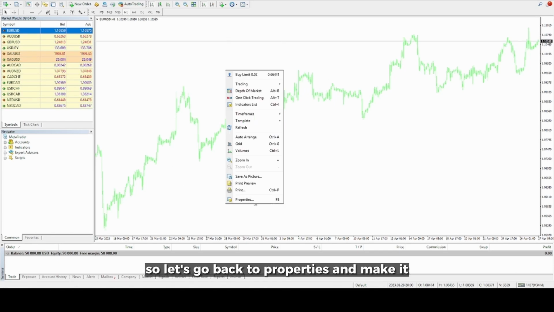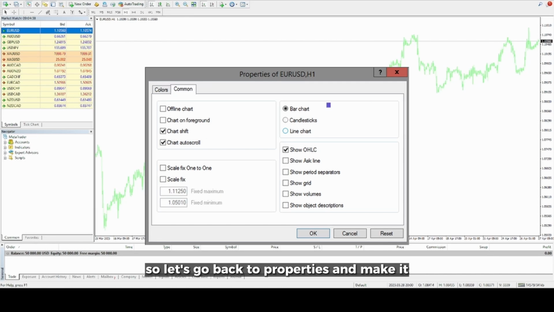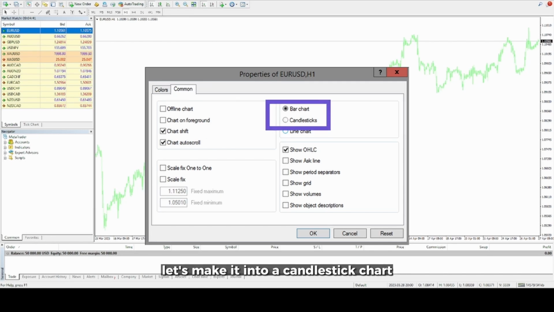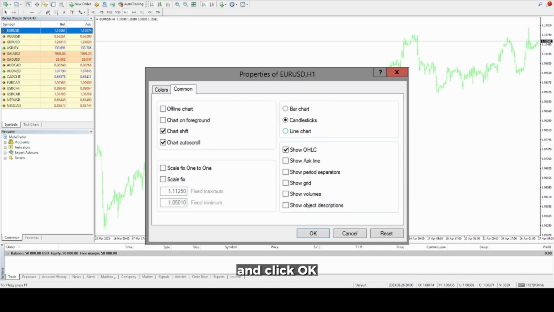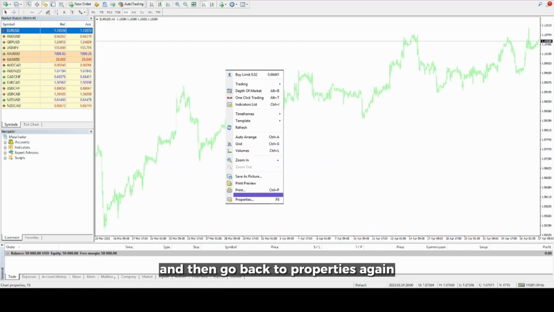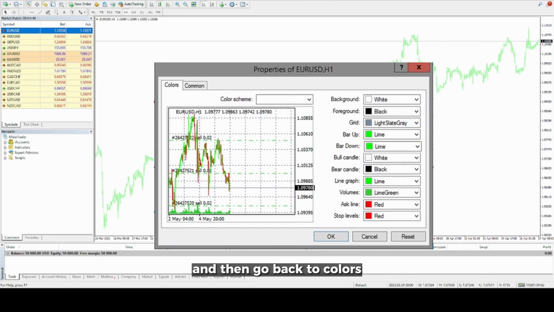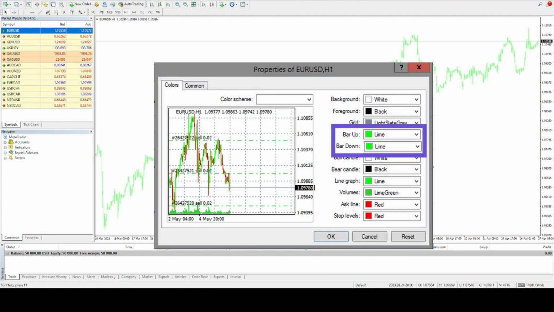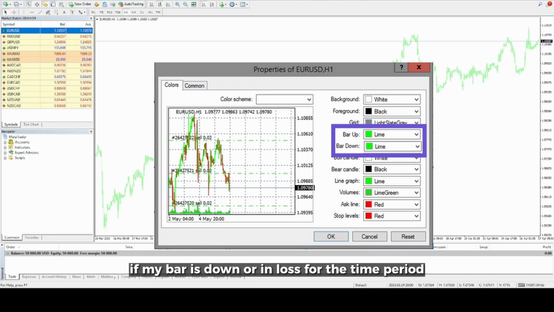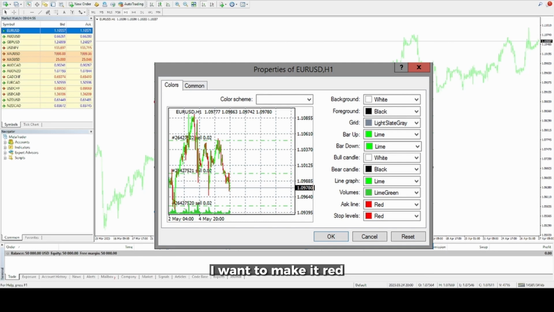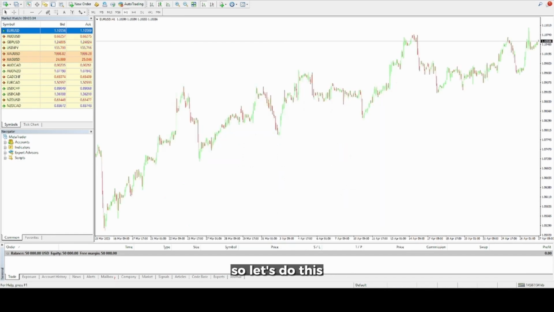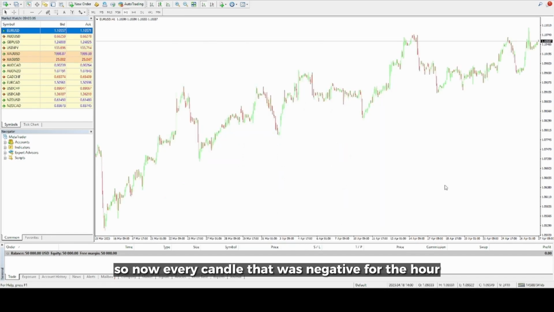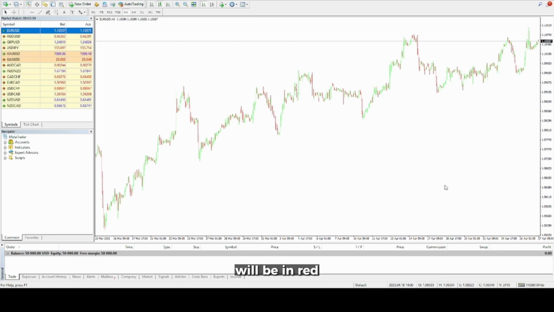So let's go back to properties. Right now it's a bar chart. Let's make it into a candlestick chart and click OK. And then go back to properties again and then go to colors. So if my bar is up, I want to show green. If my bar is down, or in loss for the time period, I want to make it red. I want my bull candle to be green, and my bear candle red. So now every candle that was negative for the hour will be in red, and every candle that was positive for the hour will be green.